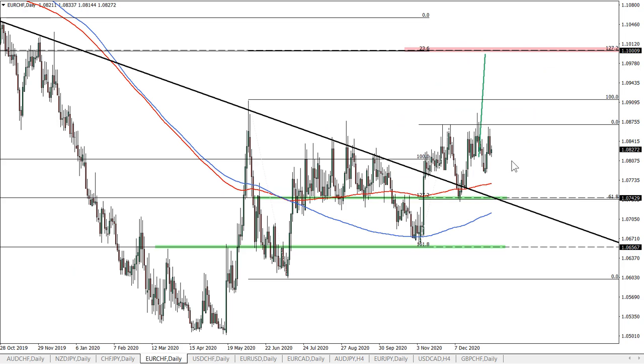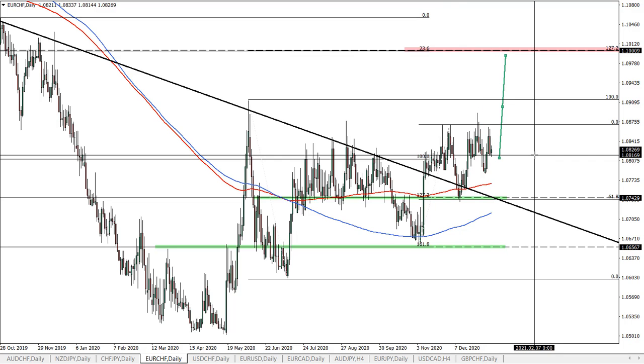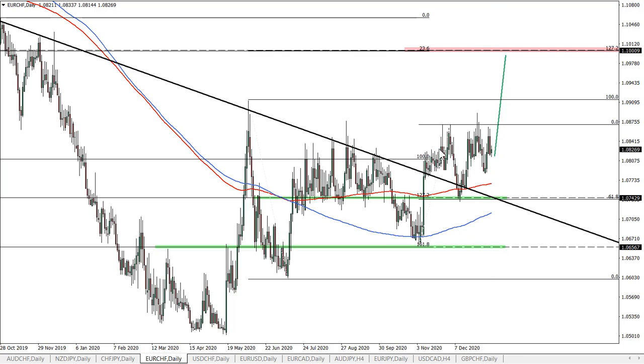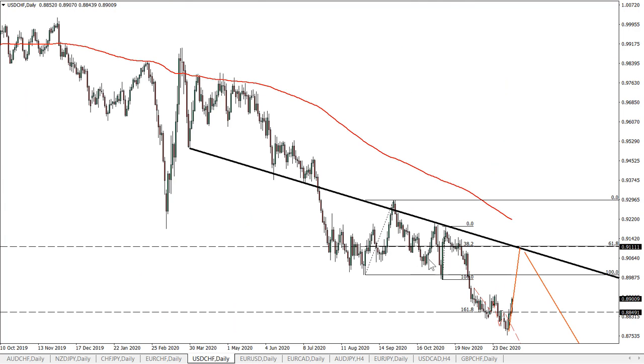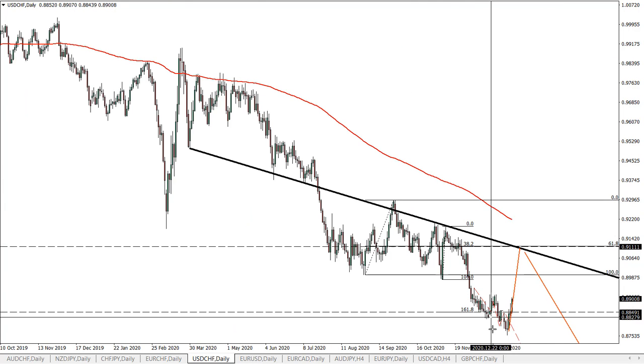The Euro Swiss franc still remains bullish. I do still expect an uptrend. The price is more or less at the same price where we published the analysis. So I do think it is likely to initiate an uptrend throughout this week. Dollar Swiss franc, as expected, is moving up.